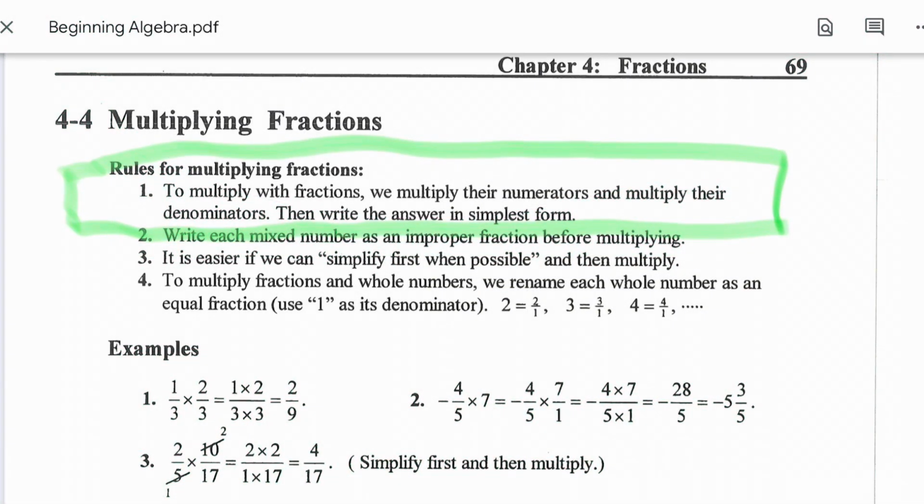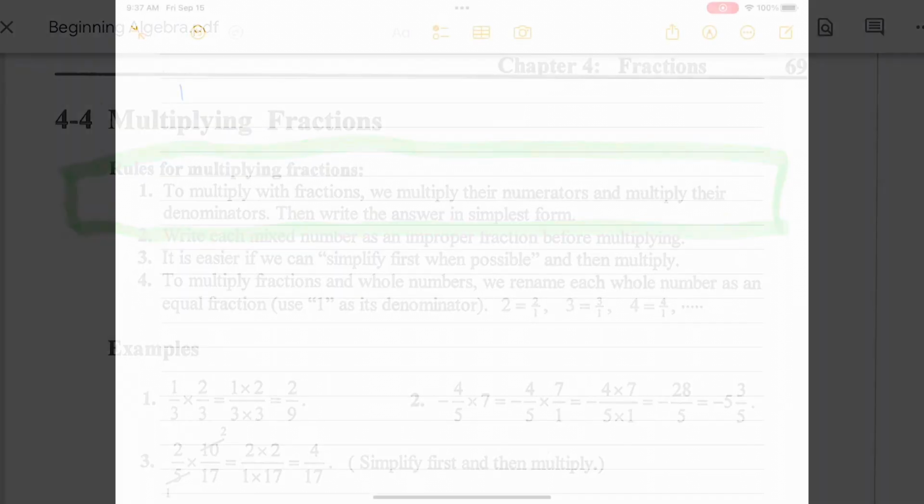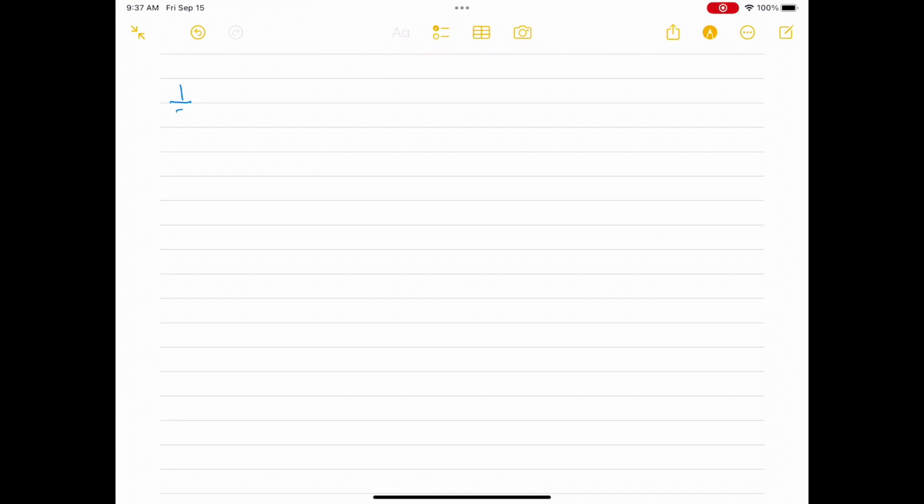Rules for multiplying fractions. 1. To multiply with fractions, we multiply their numerators and multiply their denominators, then write the answer in simplest form. 1/3 times 2/3. We multiply the numerators, so that would be 1 times 2, and we multiply the denominators, 3 times 3, to get 2/9, and box our answer.